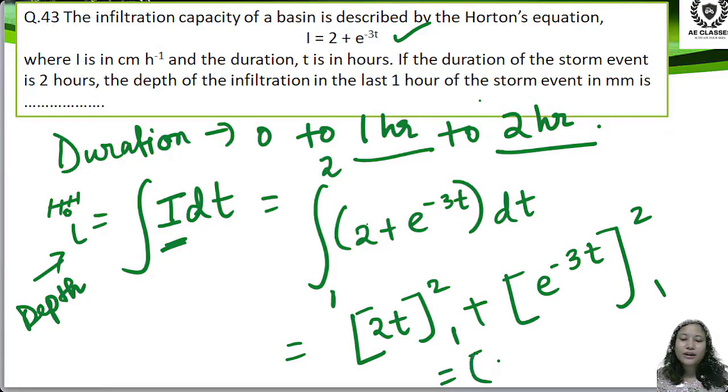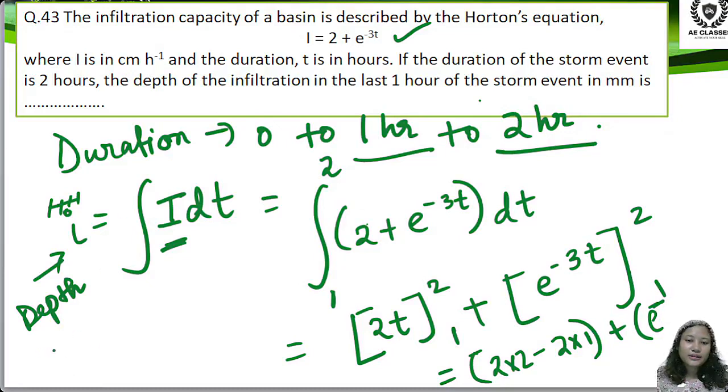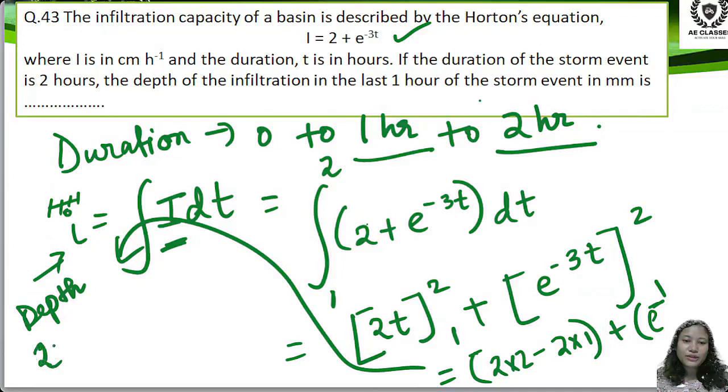What will this be? 2 into 2 minus 2 into 1. Similarly, this will be e to the power minus 6, isn't it? Let me write it here. 2 into 2 is 4. 4 minus 2 is how much? 2, isn't it? 2 plus e to the power minus 3 into 2, minus e to the power minus 3 into 1.